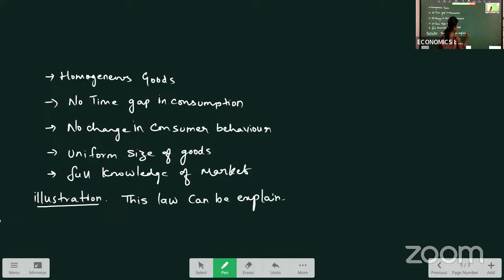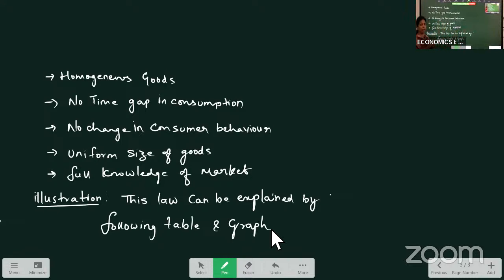This law can be explained by the following table and graph. Now, this is very, very important one. Without table and graph, you cannot explain your law, and that is not valid also. So, you should explain this law with the help of a table and graph. Now, let us see how the table and graph will be there.